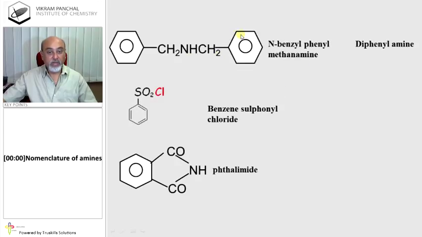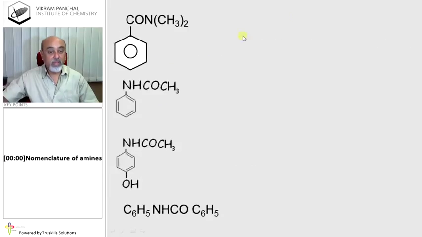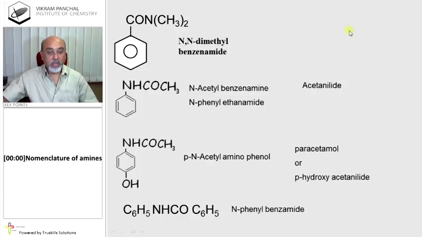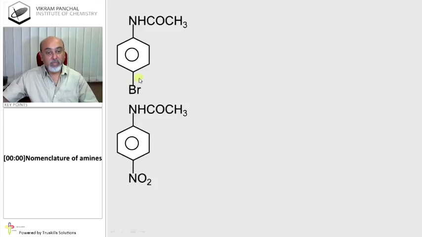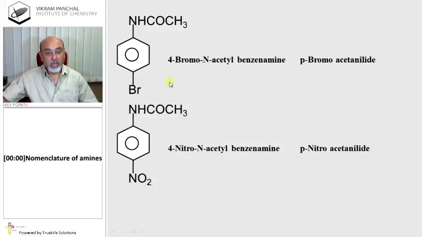This is N-benzyl phenylmethanamine or dibenzylamine. Here N-acetyl benzenamine or N-phenylethanamide or acetanilide. This is para-N-acetylaminophenol, paracetamol or para-hydroxyacetanilide. Here N-phenyl benzamide. Para-bromo or 4-bromo N-acetyl benzenamine or para-bromo acetanilide. This is 4-nitro N-acetyl benzenamine or para-nitro acetanilide.